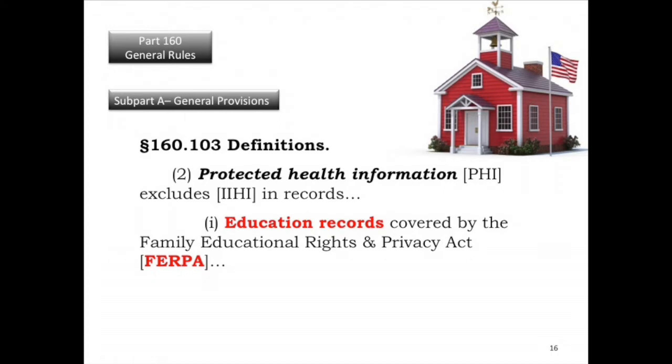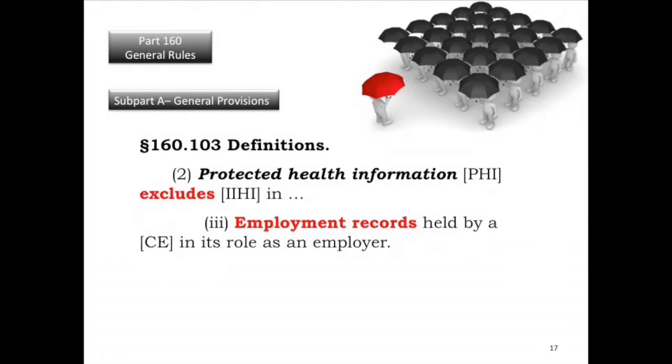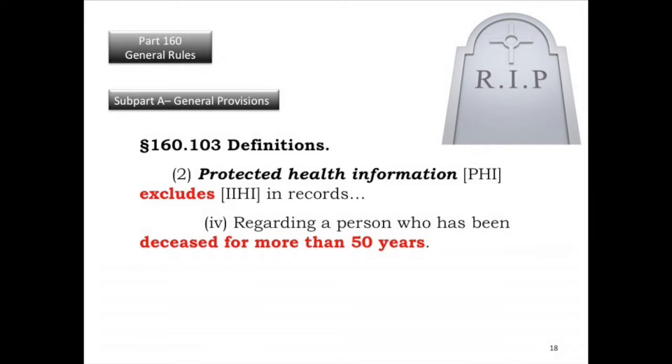PHI excludes education records covered by FERPA. PHI also excludes employment records held by a covered entity in its role as an employer. PHI also excludes health information about a person who is deceased for more than 50 years.